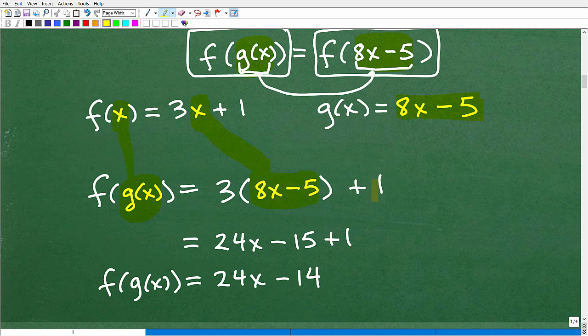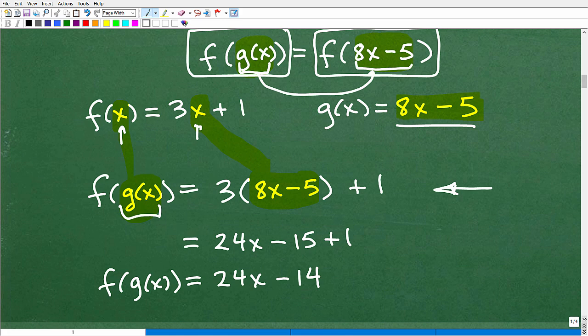If you understand this setup, you've got to always use parentheses, by the way, when you're plugging in these values. If you understand this part right here, then the rest of this is just simplifying, basic algebra. This is the part that confuses people the most. So in f of g of x, this is my input. Whatever my input is, I replace all those x's. We already went over that. I'm not going to use the g of x here. I'm going to use 8x minus 5.